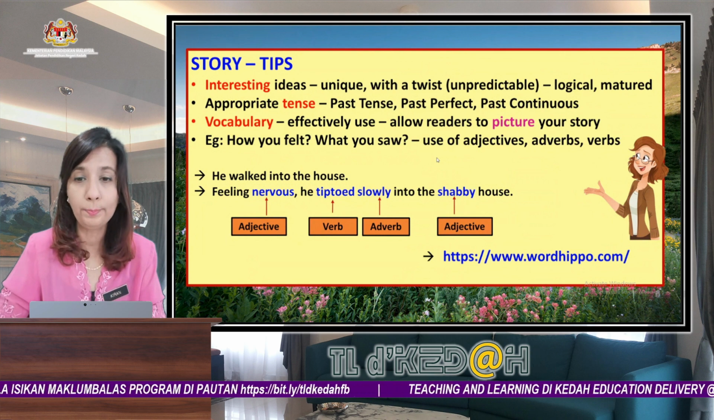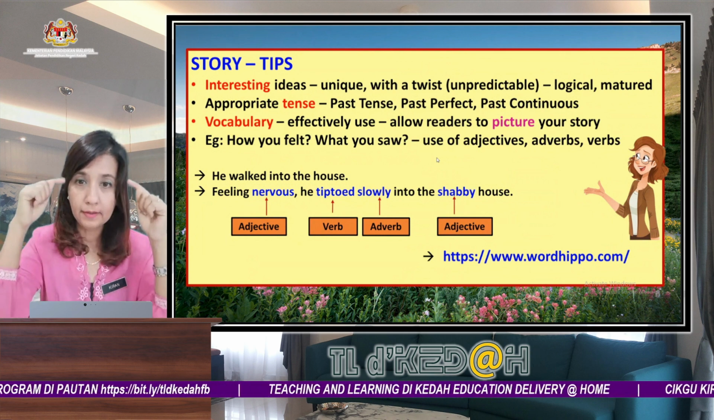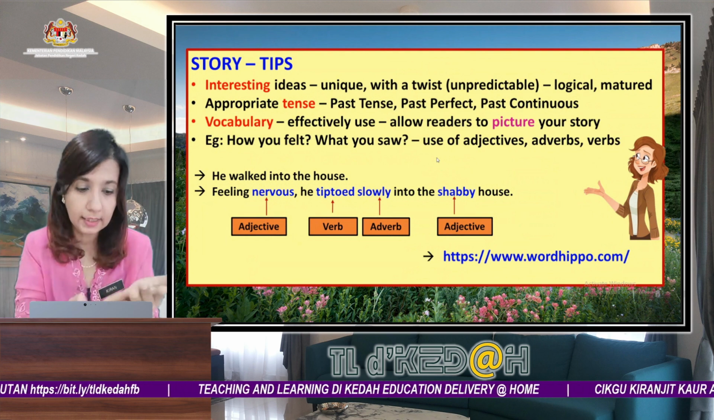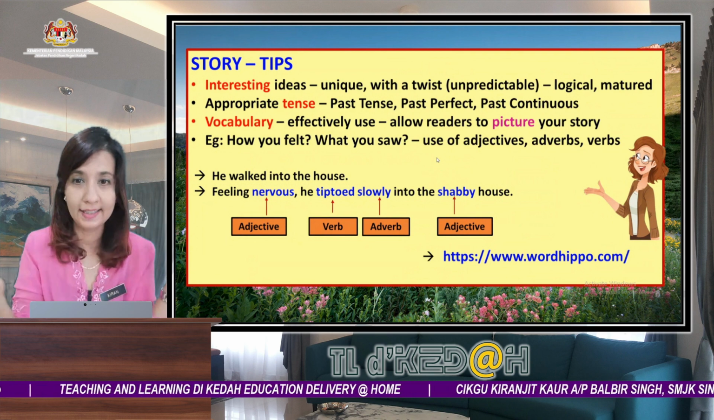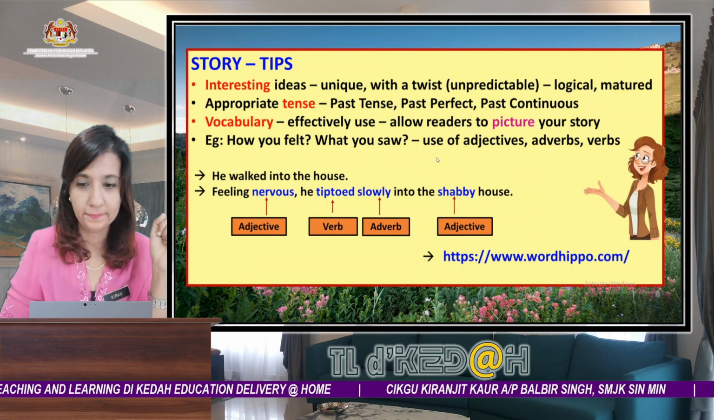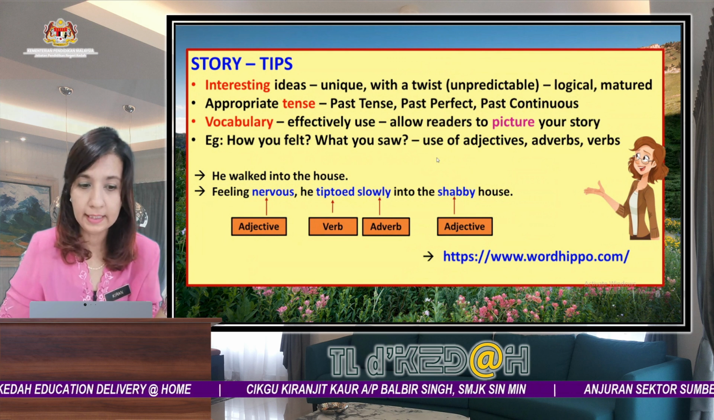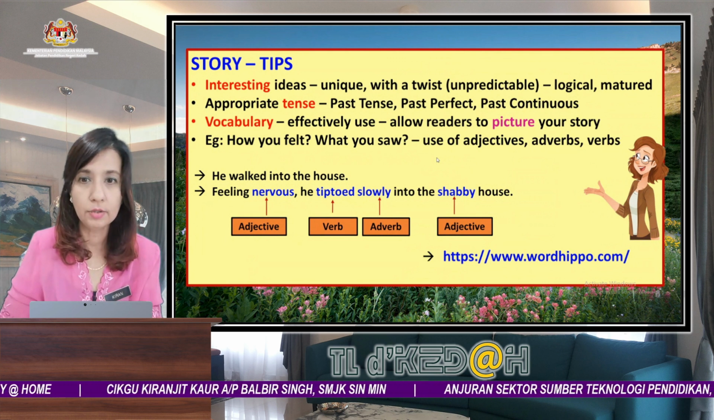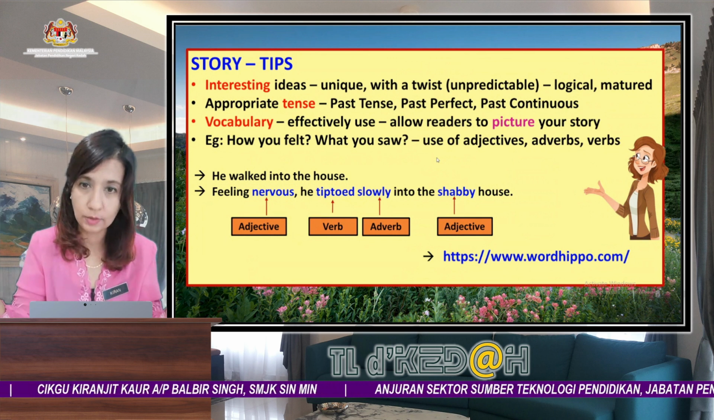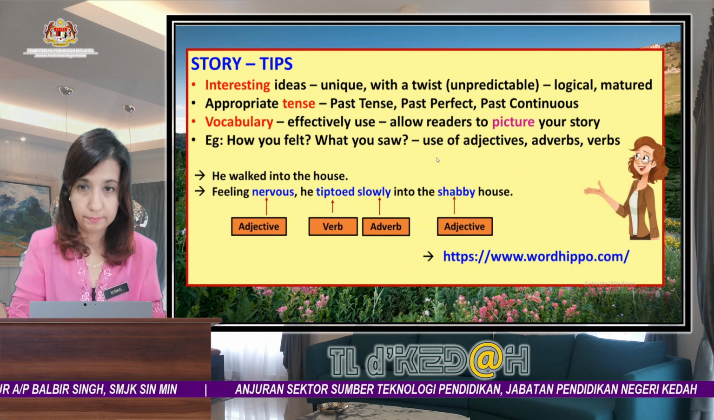Allow readers to picture your stories. Use your words to make them picture your stories. It's like reading and having a movie going on in your mind. That's a perfect story. Okay, use good adjectives, adverbs, verbs. Look at this example here. He walked into the house. We cannot picture the house. Everyone has a different picture of the house. Everyone has a different picture of the person.